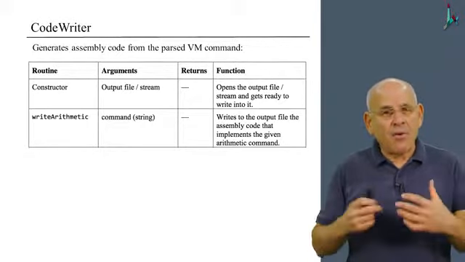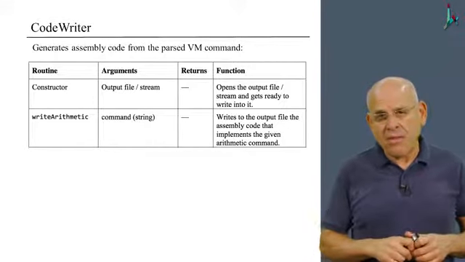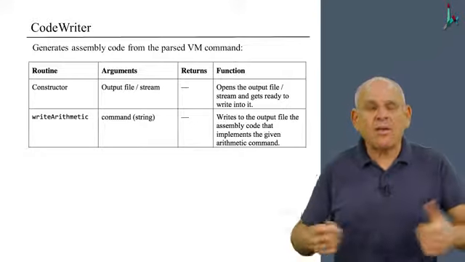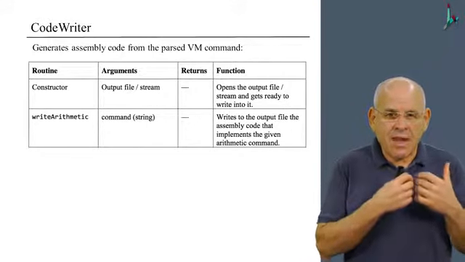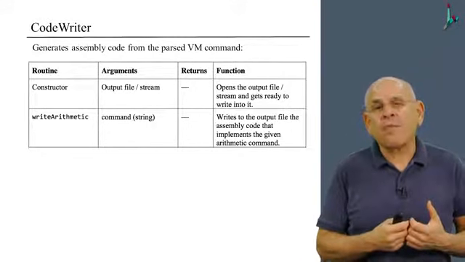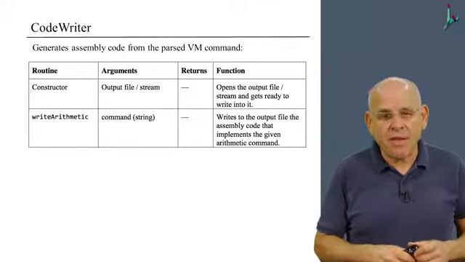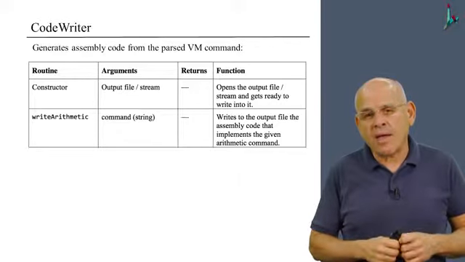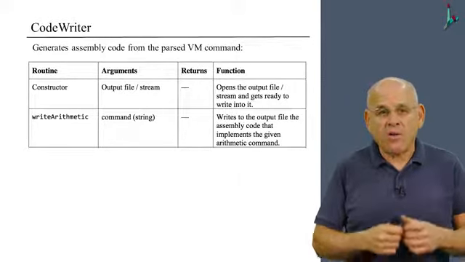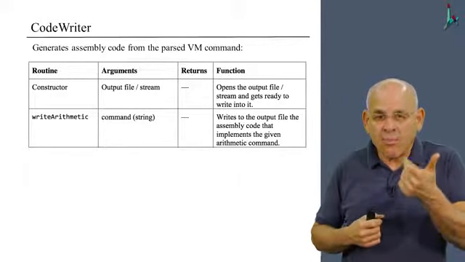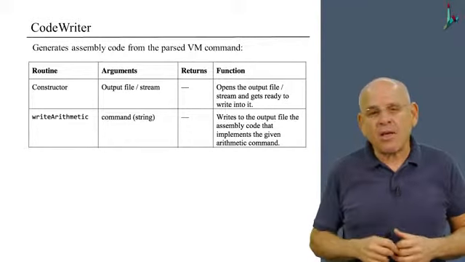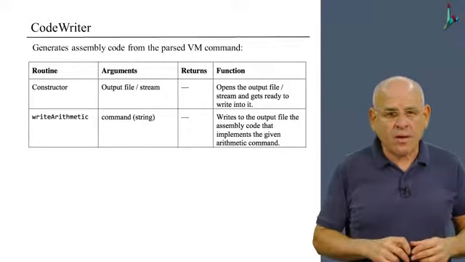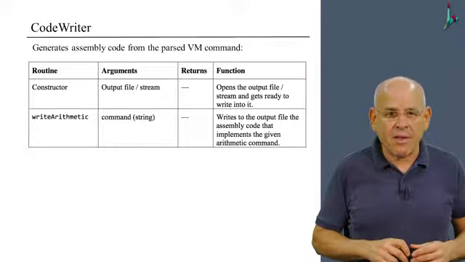Then there's a write arithmetic method, which is responsible for writing the assembly code that implements the command which is the parameter of this method. And this is where most of your work will be invested, because, based on which command you're currently processing, you have to write assembly code, and there are several such commands. So there's some significant work to be done with this particular method.